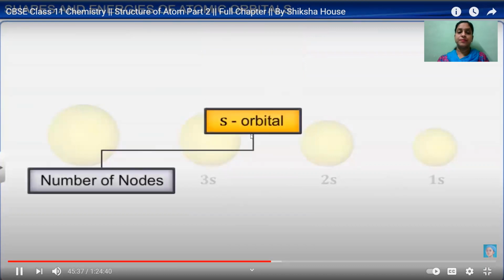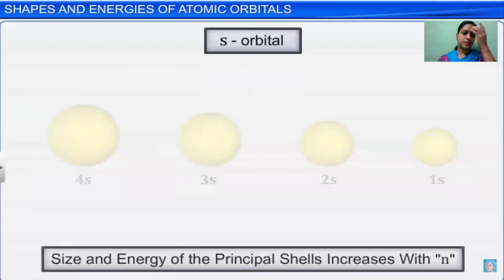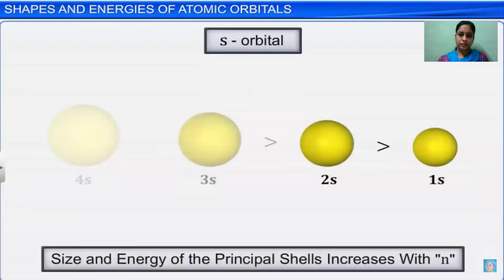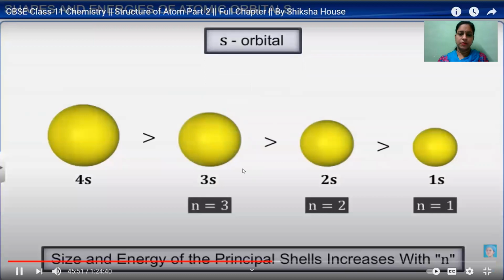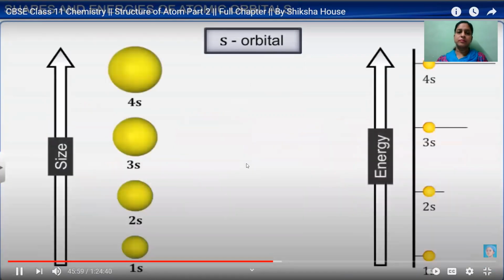Size and energy. ठीक है, तो s orbital. As the size and energy of the principal shells increases with increase in the value of n, their orbitals also follow the same trend. ठीक है बेटा, तो साइज और एनर्जी प्रिंसिपल शेल्स का हमेशा इंक्रीज करेगा विद नंबर ऑफ n. n क्या है, प्रिंसिपल क्वांटम नंबर. तो जैसे जैसे आप देखिए साइज भी बढ़ रहा है और इनकी एनर्जीज भी, that also goes on increasing. For example, the size and energy of 4s is greater than 3s, followed by 2s, and then 1s.